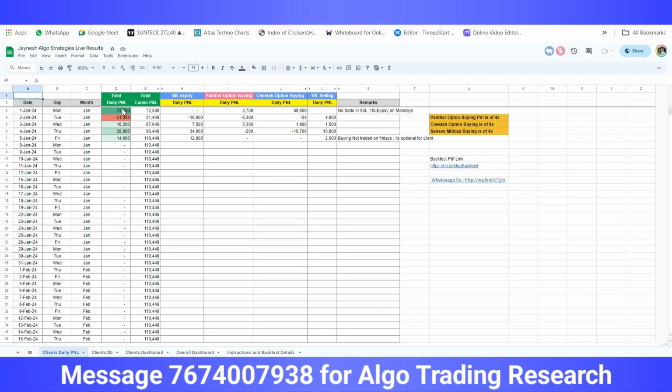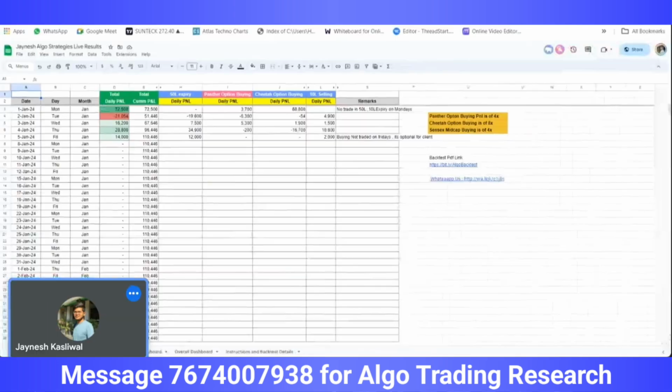Now here I trade the 50 lakh expiry basket that can be traded with approximately 10 to 15 lakh plus capital. I trade the first Panther option buying basket, that is the basic option buying basket, which can be traded with approximately 1 lakh rupees capital. Third is the Cheetah option buying basket, a highly aggressive basket that can be traded with around 3 to 4 lakh rupees minimum capital.